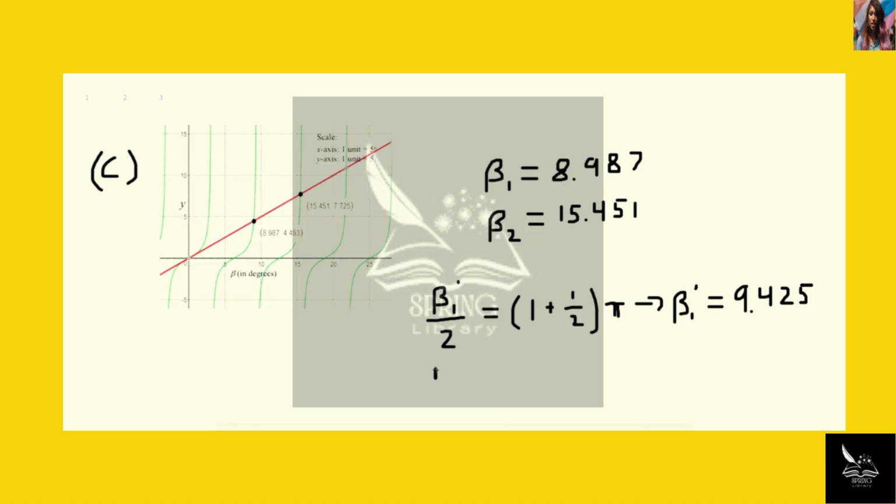And we can do something similar for beta 2 prime, because beta 2 prime divided by 2, oh, I put beta 2 squared, this should be beta 2 prime, just to indicate that it's different from the other beta 2 from the graph, is equal to m plus 1/2 times pi, but this time m is equal to 2. So this is 2 plus 1/2 times pi. So we can solve for beta 2 prime, and we find that beta 2 prime is equal to 15.708.